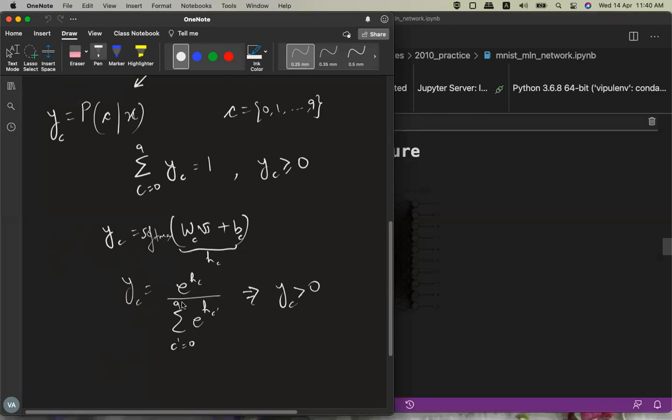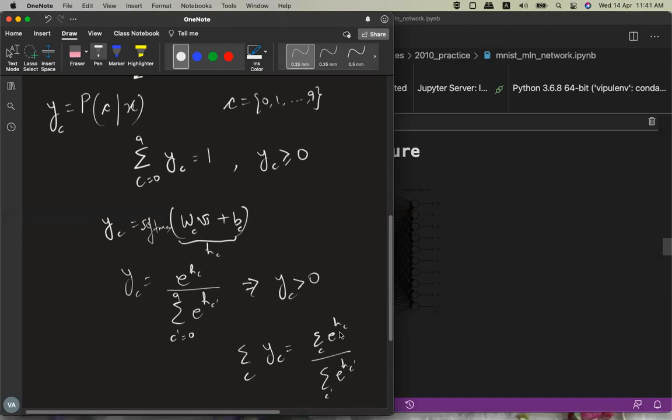Now, the other constraint is that it sums up to 1. Does it sum up to 1? Let us try it. If I say YC, sum over all C, this will be equal to the sum over exponential HC. But what is the denominator? It is the sum over C dash of exponential of H C dash. Now C or C dash are just dummy variables, so they cancel out each other. This is one, right? So both my constraints are satisfied if I use the softmax nonlinearity.